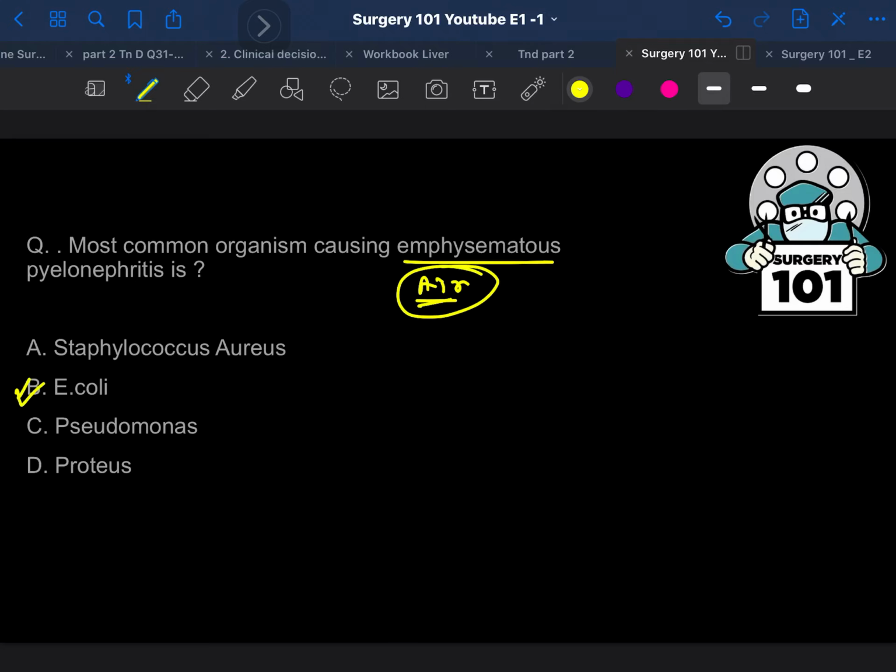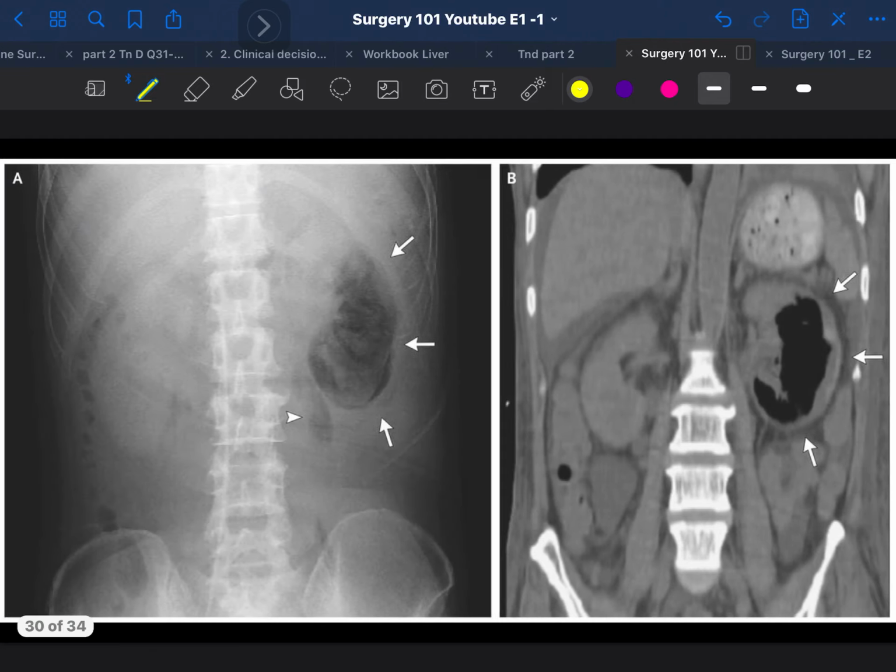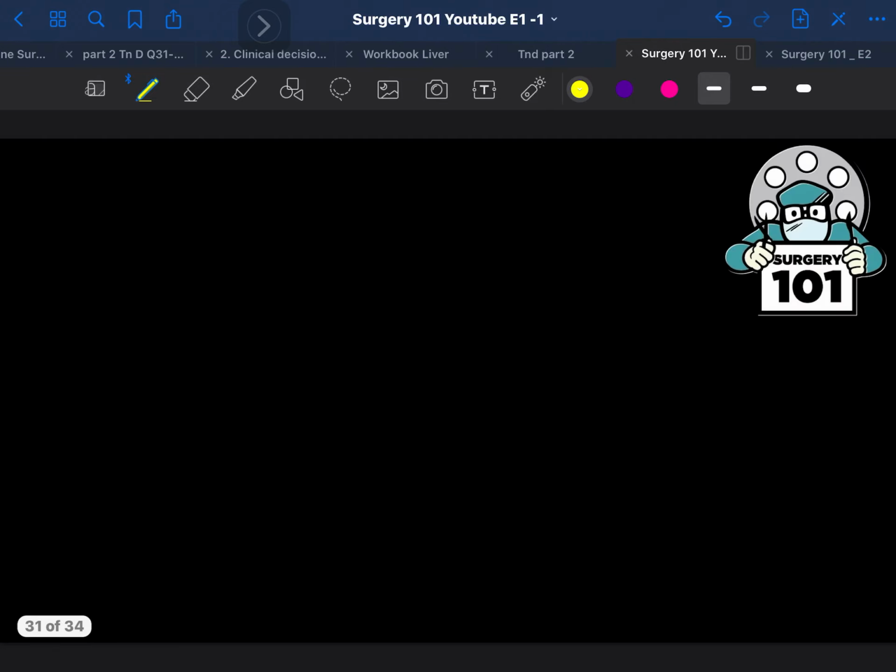E. coli, guys. Okay, please understand, do not mark it as Clostridium or something like that. The answer is E. coli. So here Clostridium is not given in the option, but even if Clostridium is given in the option, please don't mark that. Now let me just talk to you about emphysematous pyelonephritis.